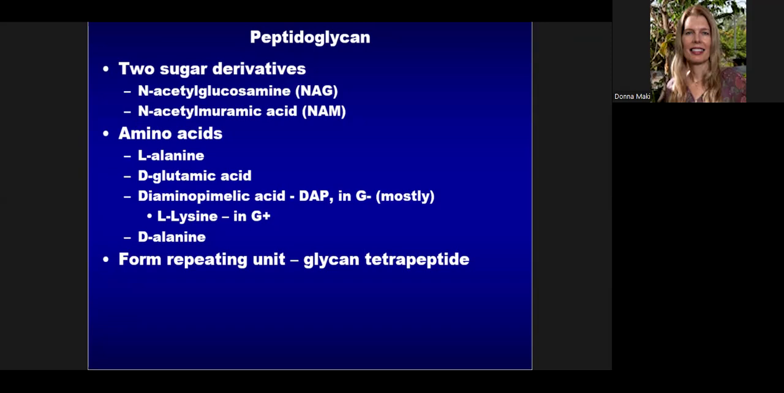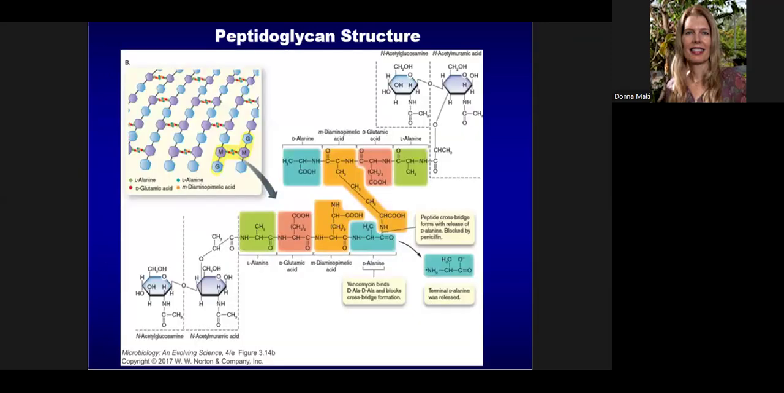So if you look at the structure more carefully now with the sugar derivatives and then the amino acids, you would see something like this, where you have chains of peptidoglycan. So the hexagons are the sugar derivative. And you can see they've chosen blue for the NAG and purple for the NAM. And then coming off of only the NAM, you see those brightly colored balls. Those are the amino acids.